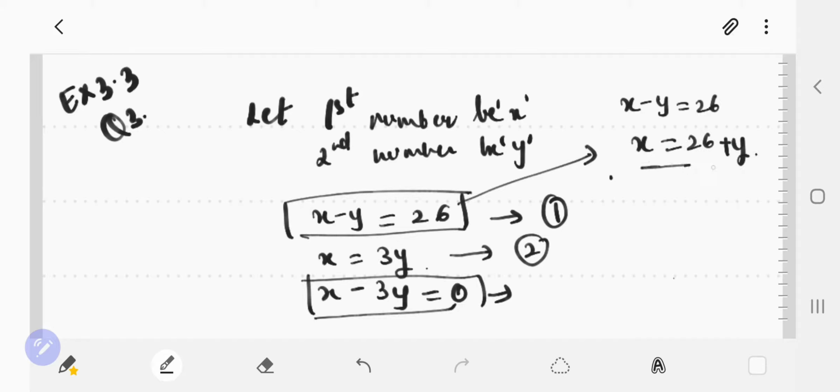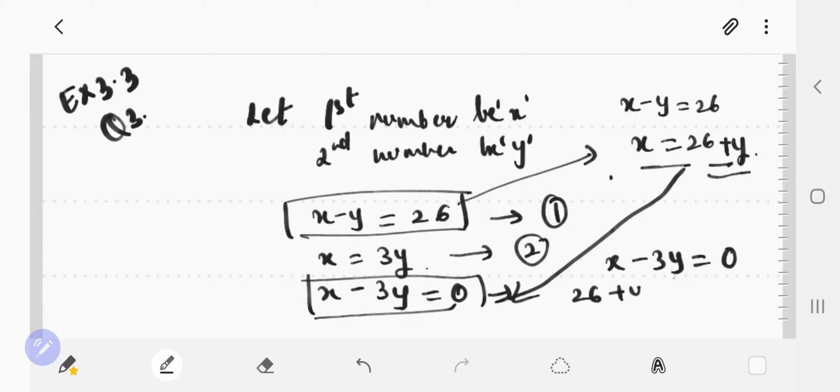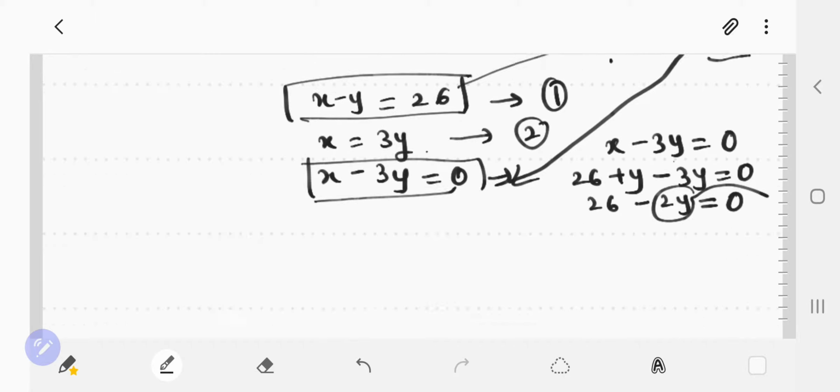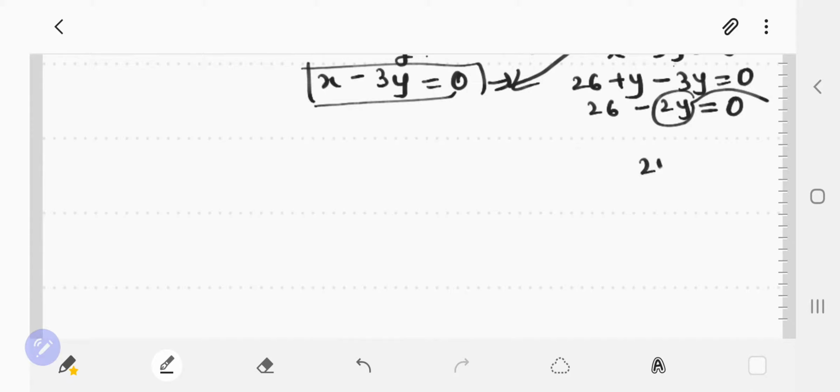So what is the value of x here? 26 plus y, and that value of x you have to put in your second equation, that is x minus 3y is equal to 0. So x is 26 plus y, and this minus 3y is equal to 0. From here you will get 26 minus 2y is equal to 0. If I take this 2y to the other side, 2y is equal to 26, and from there you will get the value of y as 13.